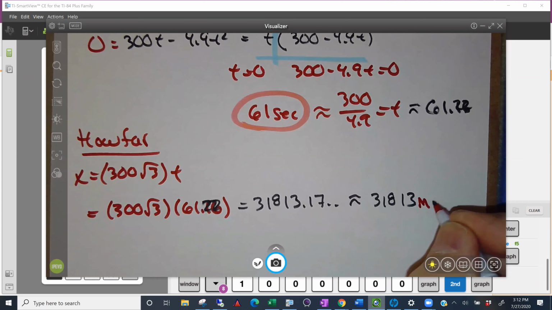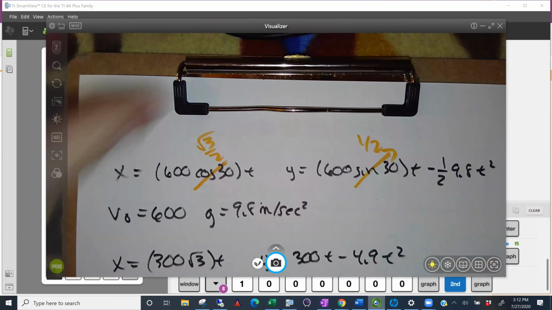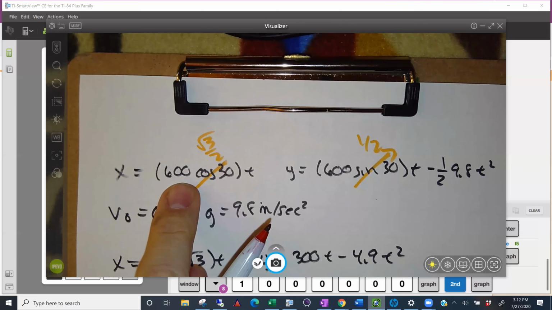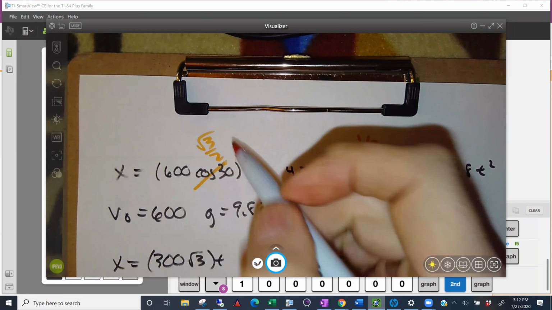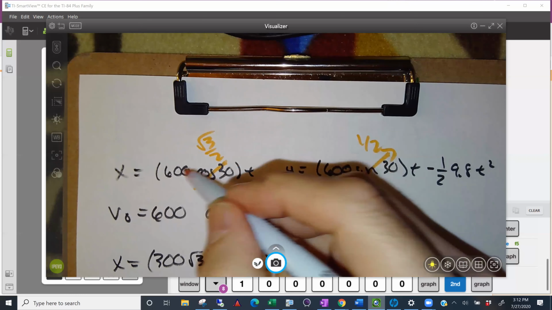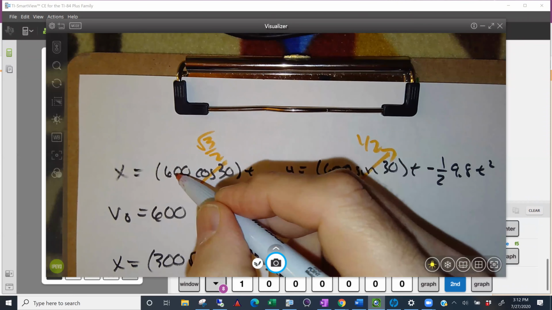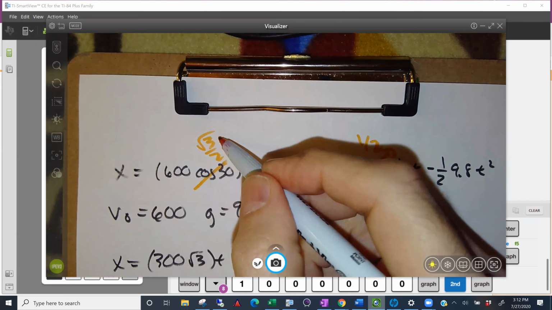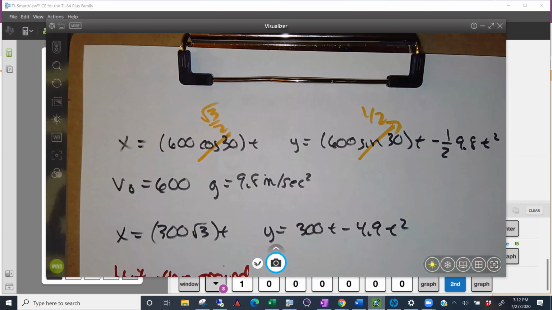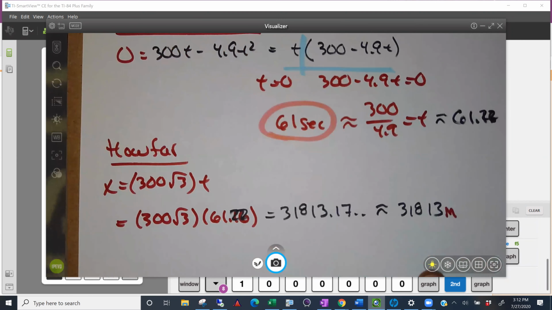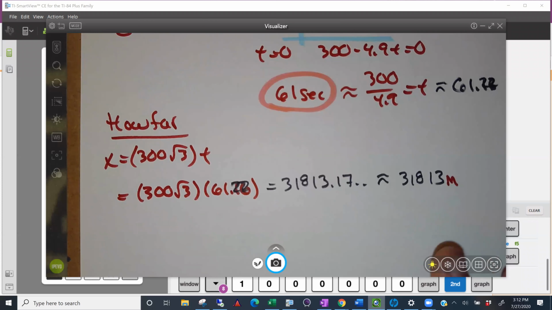Where did you get the 300 root 3 from? Oh, back up here. Our original equation was 600 times the cosine of 30. Cosine of 30 is the square root of 3 over 2. The 2 cancels into the 600, and that leaves you with 300 times the square root of 3. I see. Okay. Appreciate you asking. Are we good with how far?